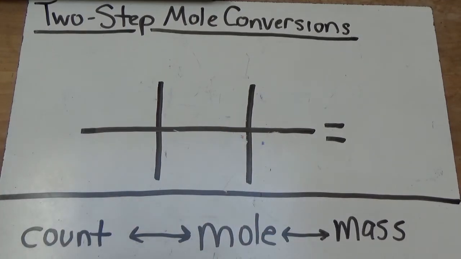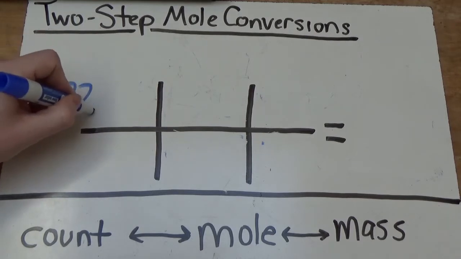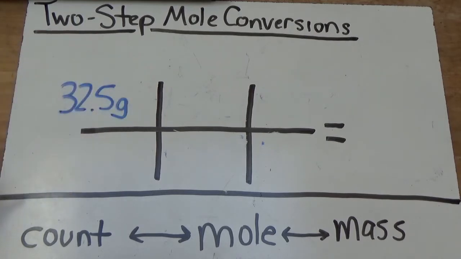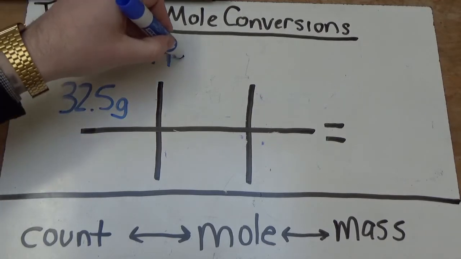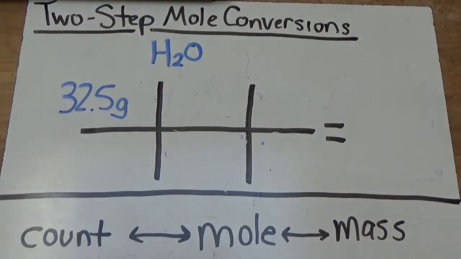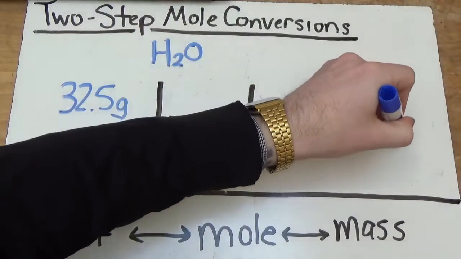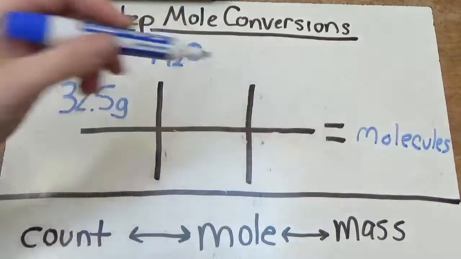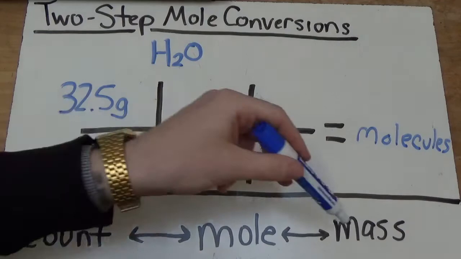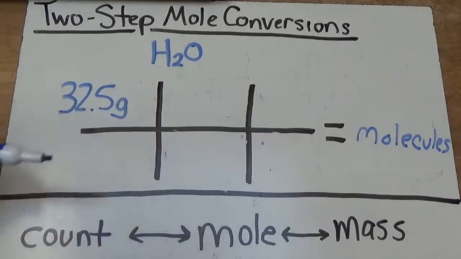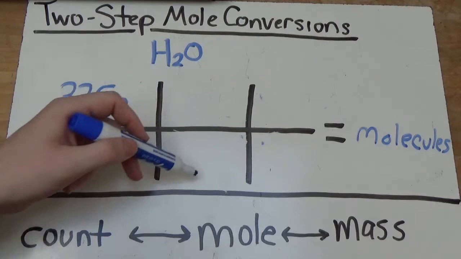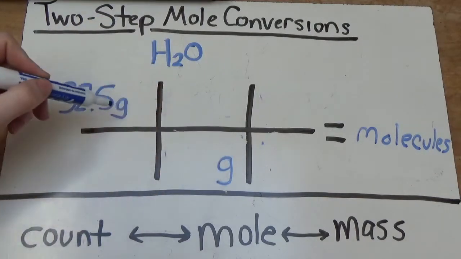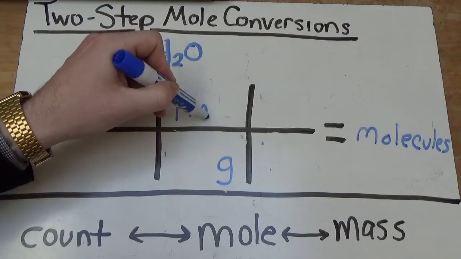So, problem number one: solve for the number of molecules in a 32.5 gram sample of water, H2O. So, I need to solve for the number of molecules, and I'm given grams. Looking here at my chart, I'm going to have to go through moles. This next fraction here has to have grams on the bottom to cancel it and introduce the concept of the mole.